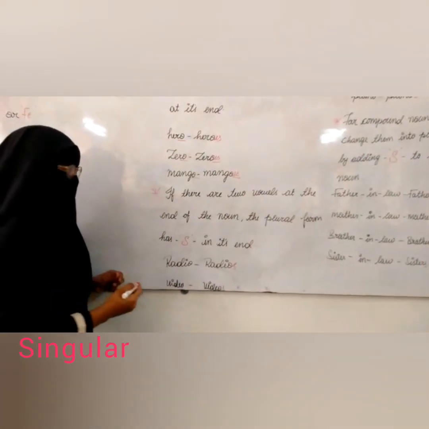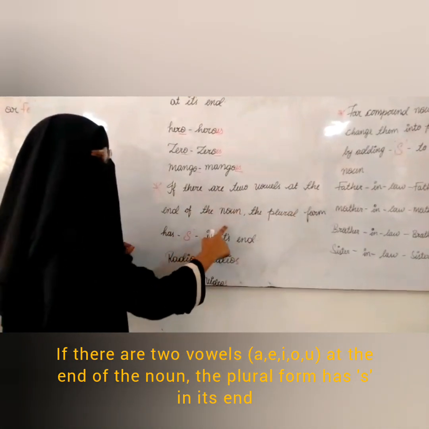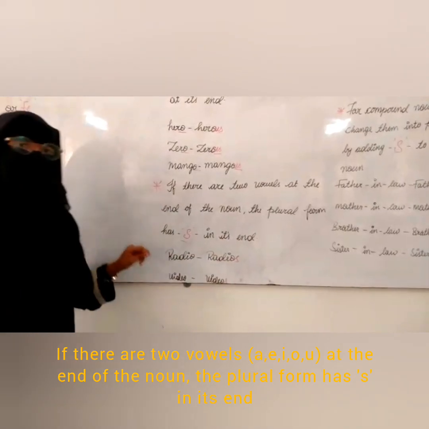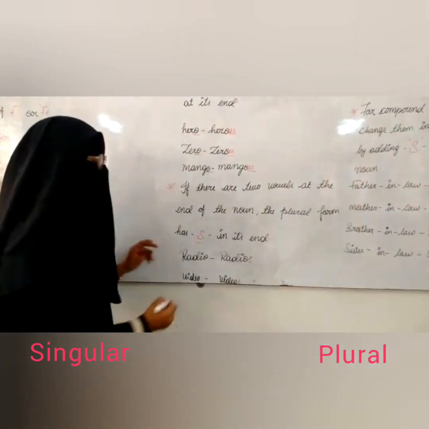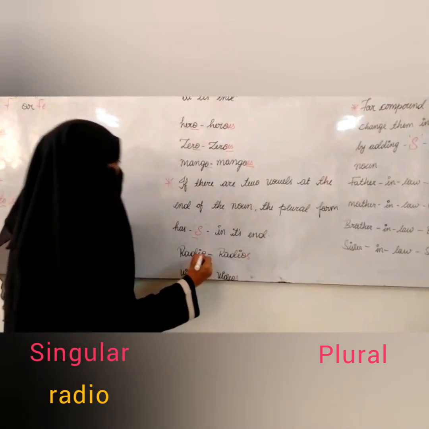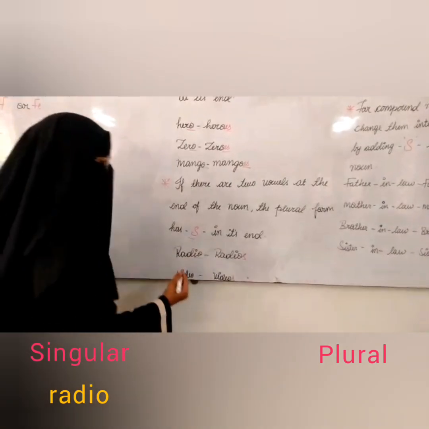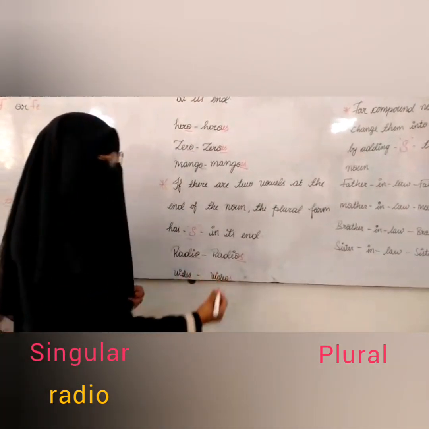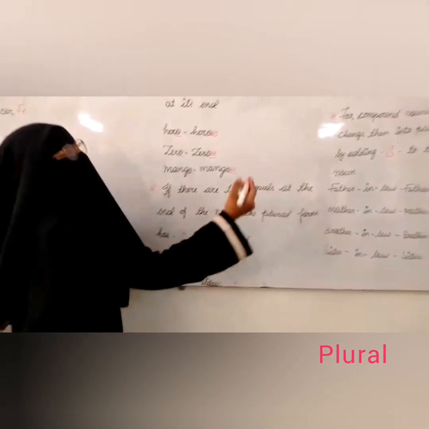And the next rule is, if there are two vowels at the end of the noun, the plural form has S at its end. Let's see the example for better understanding. The word radio ends with the letters I-O, and I-O is a vowel. So we have to add S to make it plural. Then radio becomes radios. Like this, video becomes videos.